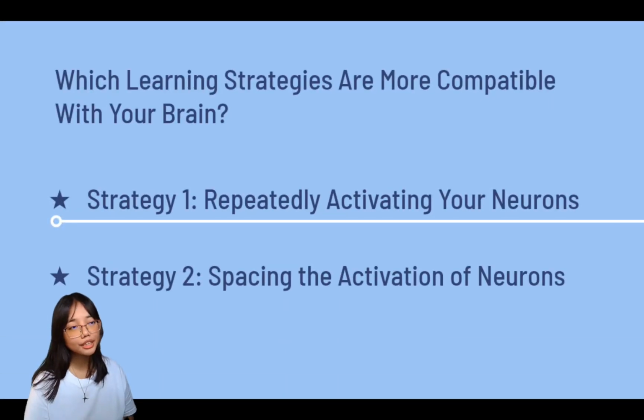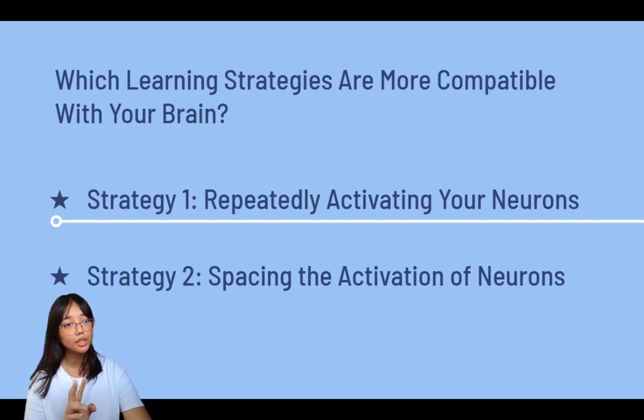So, which learning strategies are more compatible with your brain? There are two strategies. One is repeatedly activating the neurons, two is spacing the activation of neurons. So, one of the key learning principles is the idea that practice makes perfect, right? This means that the more we practice or rehearse something, the better we will become at it. This is because practicing or rehearsing repeatedly activates our neurons and helps us to learn and improve.